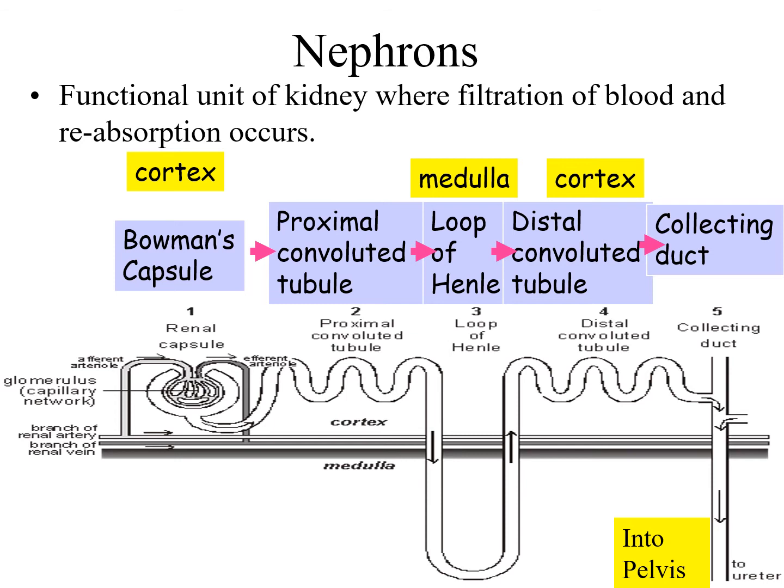So if you look at this diagram here, the blood comes in via something called the afferent arteriole, and it goes around a series of capillaries here.